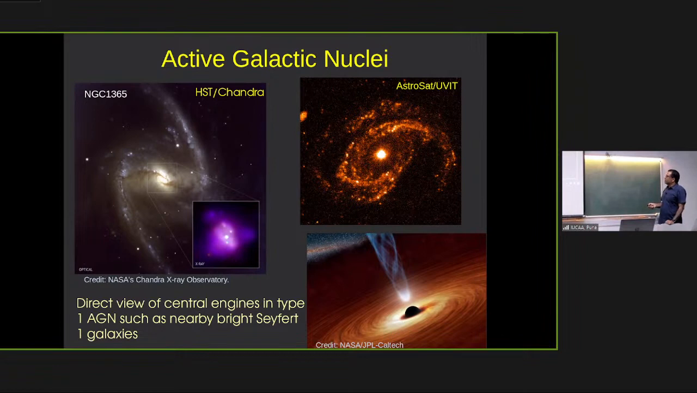This is again a combination of the Chandra observation and the optical image, a Hubble image. This one is another example, NGC 4590. This was the ultraviolet image created with AstroSat.